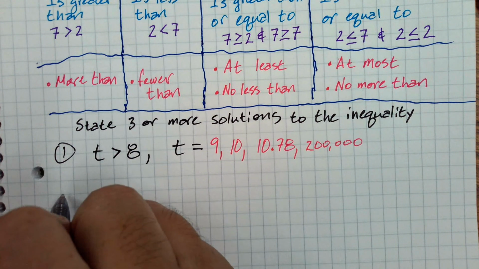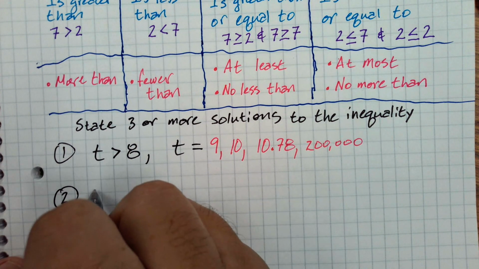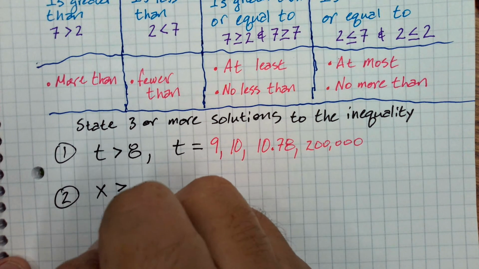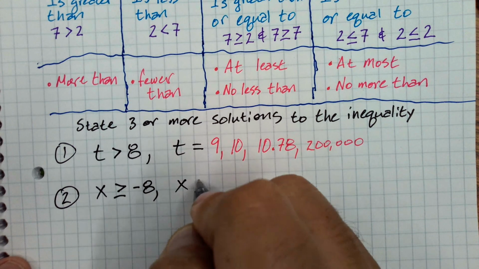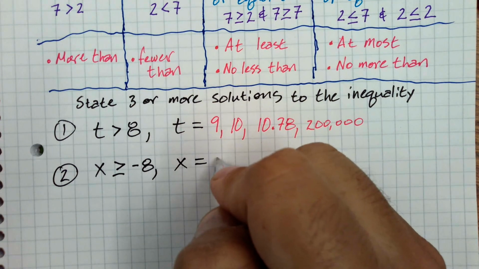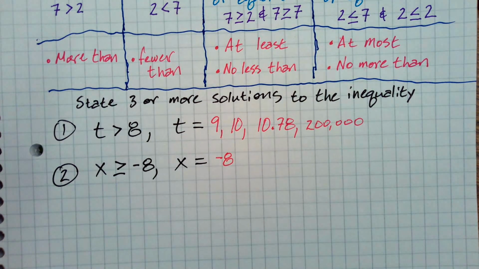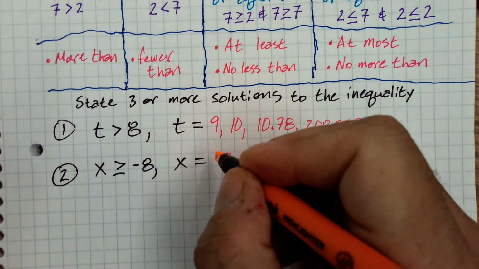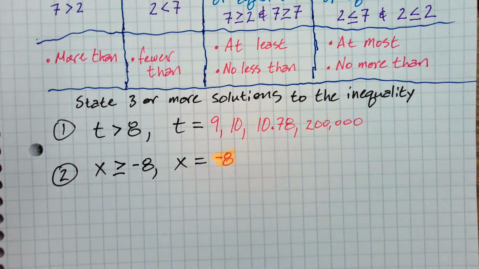Let's try this one, number 2. x is greater than or equal to negative 8. All right. Let's see, what would work here? Yes. Okay, I like that. That's the key difference between these two. The number itself that we're comparing is part of the answer. So negative 8 would be true. Negative 8 is greater than or equal to negative 8.